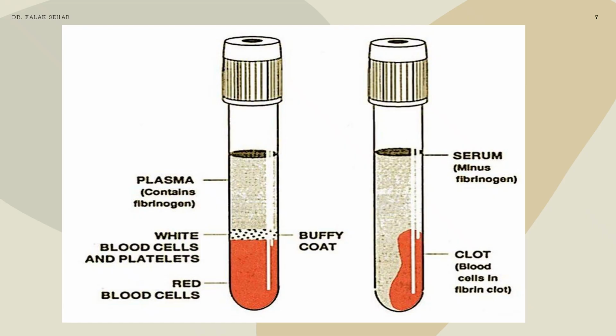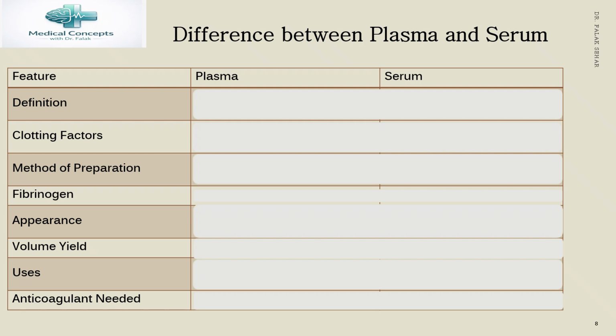Now tell me the difference between these two test tubes that are containing blood. Are you able to appreciate? This one is the plasma and this one is the serum. So what is the difference between the plasma and serum? And this is a very important exam and viva question. Now let's see. What is the main difference between the plasma and the serum?